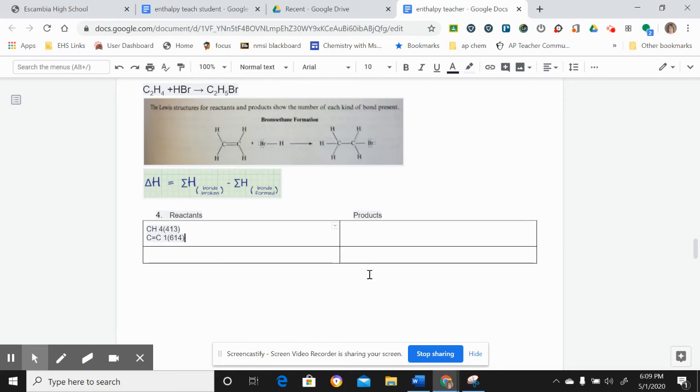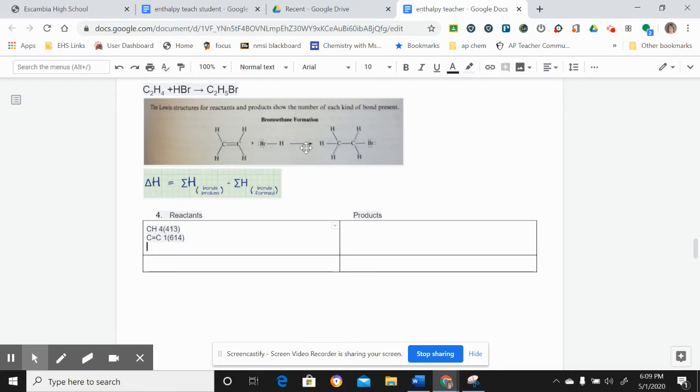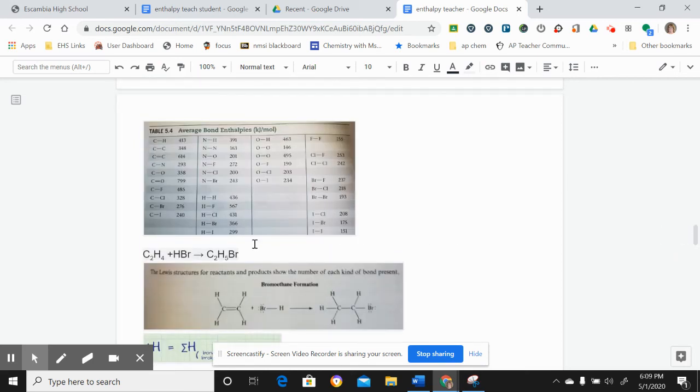Do I have anything else on the left-hand side? Oh, I got to put that HBr over there. So if I have an HBr, I have an H going to a Br. And I only have 1 of them there because in my balanced equation, I only have 1 HBr. And what is the HBr? If I look at the chart, HBr is 366.